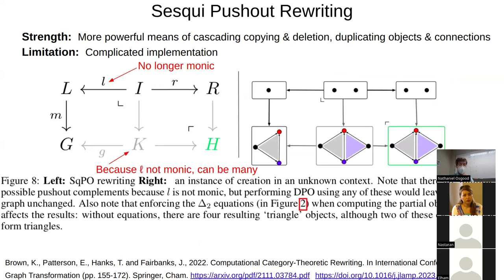Now, sesqui-pushout, these again are outside my lived experience. I'm just describing my understanding. So sesqui-pushout has that ability to cascade delete, but it has the ability to copy as well. And I'll try to explain this as best I understand it. But we can say, hey, we want to take a match in context, and we want to be able to duplicate that thing we match.